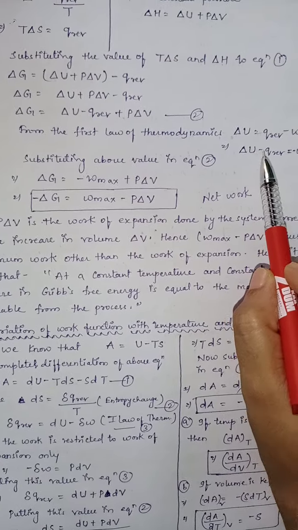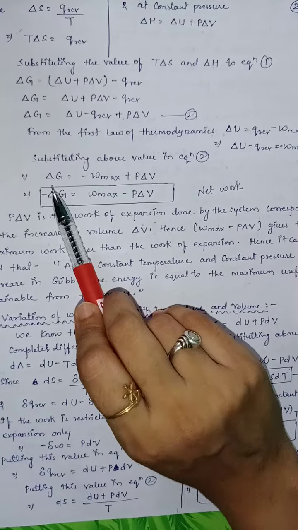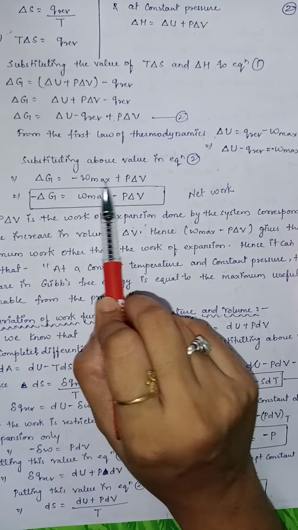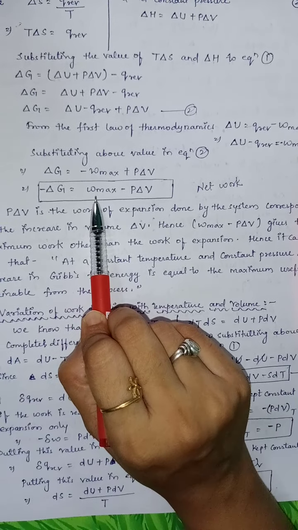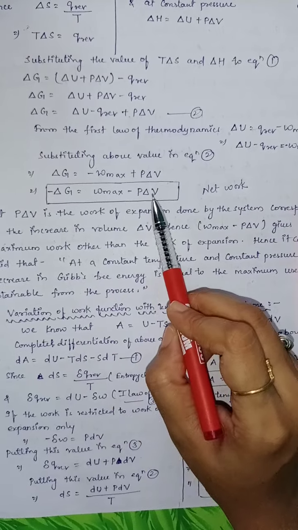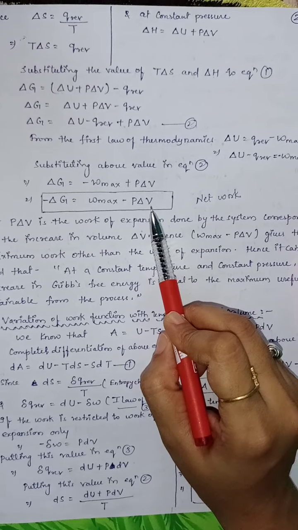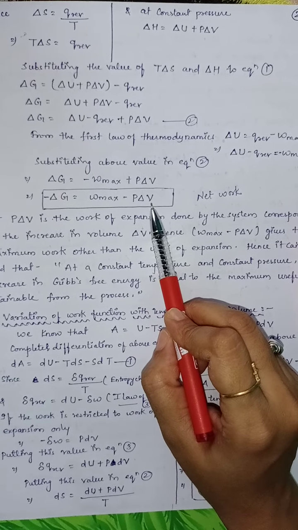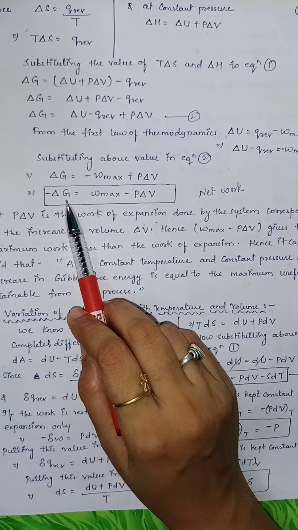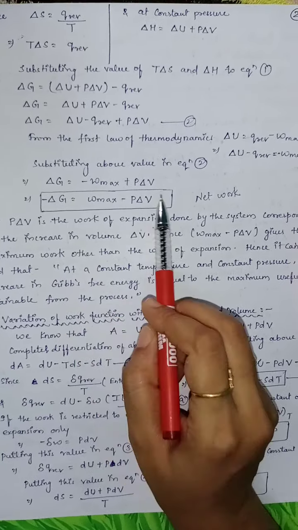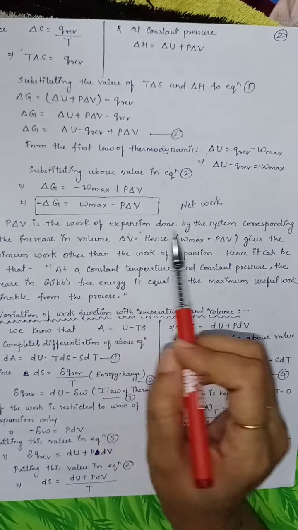Now you have to put this value in this equation. After substitution, finally we are getting del G equals minus W max plus P del V, and after rearrangement, this is your final equation. The quantity P del V is the work done by the gas on expansion against the constant external pressure P. Therefore, minus del G gives the maximum work obtainable from a system other than that due to change of volume.